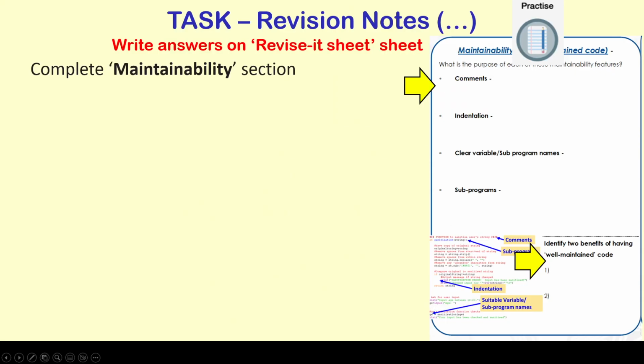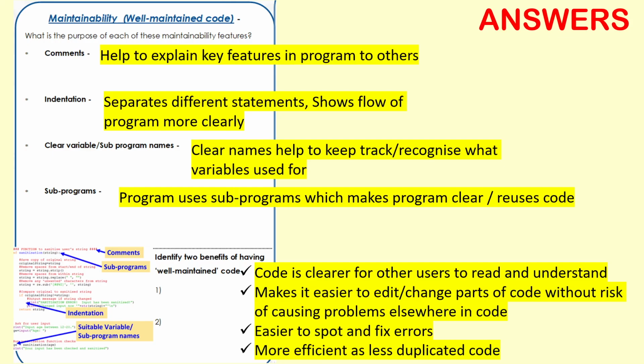On your sheet, complete this section here, please. Code and maintainability. Checking your answers, as always, purple pen. Comments explain features of the code. Indents separate different statements and show the flow of the program. Clear variable names help us understand what they're used for. Subprograms make the program clear and reusable. And our benefits at the bottom here. As always, at least two benefits, make sure you know and remember.